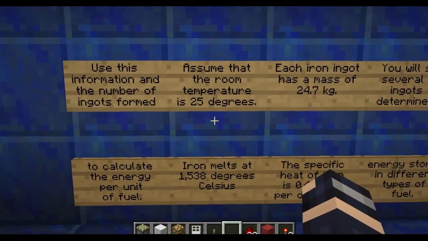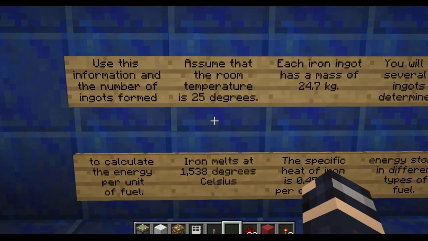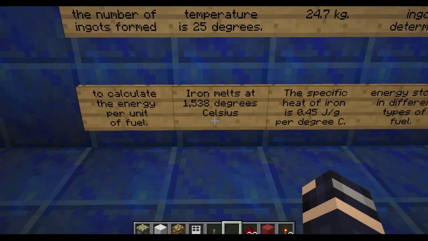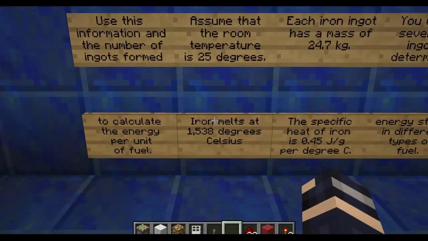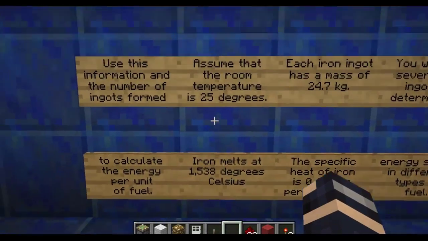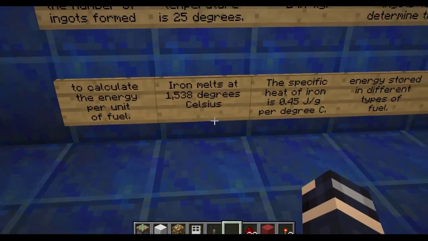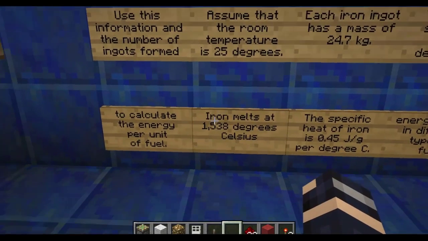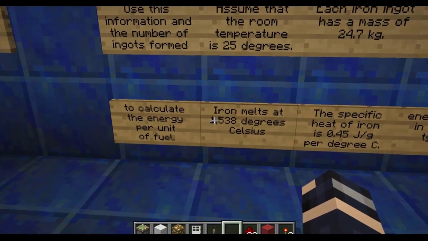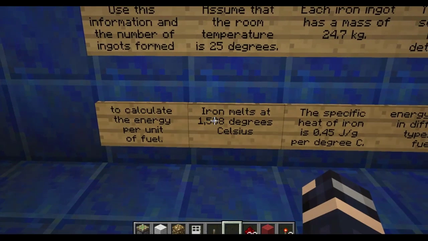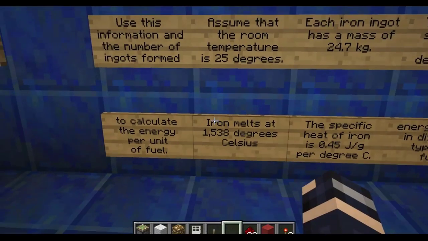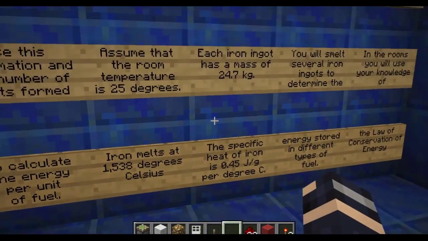We're going to assume that the iron starts at room temperature, which would be about 25 degrees Celsius, and that iron melts at 1538 degrees Celsius. So that is the temperature range from 25 to 1538. We're going to use that formula. So you're actually changing the temperature by 1513 degrees. That goes into the formula along with the specific heat and the mass.